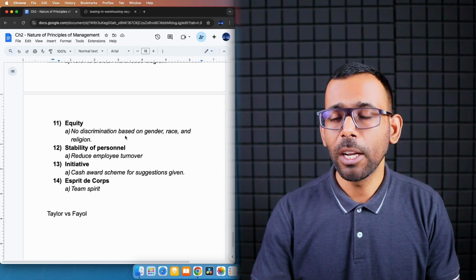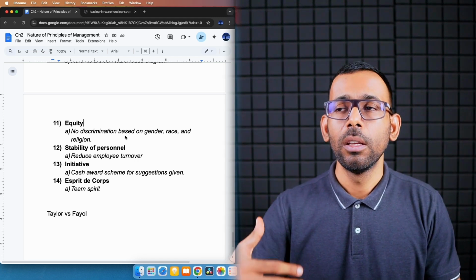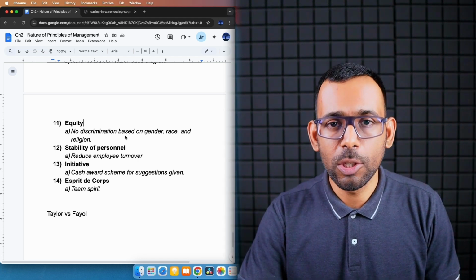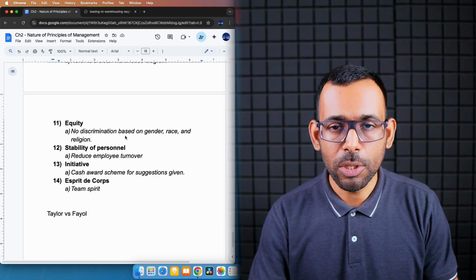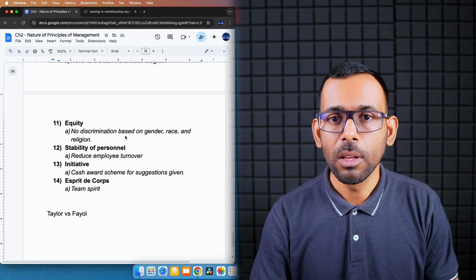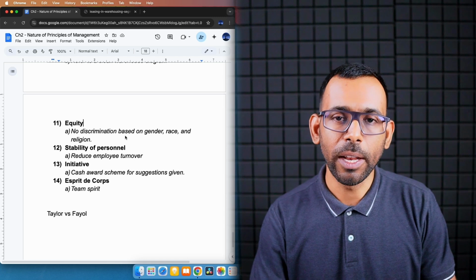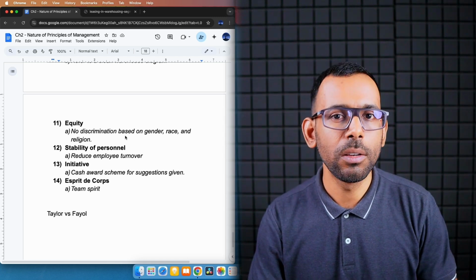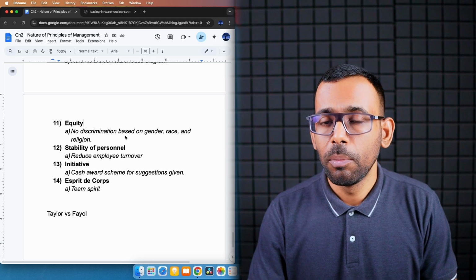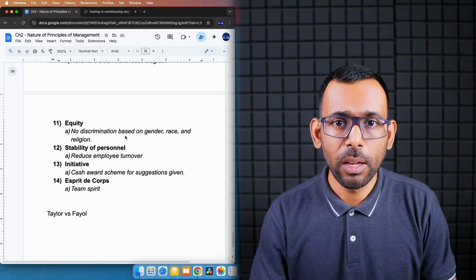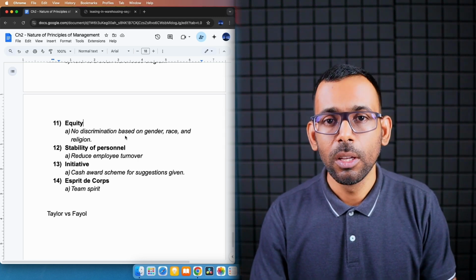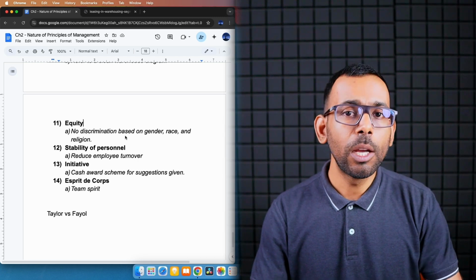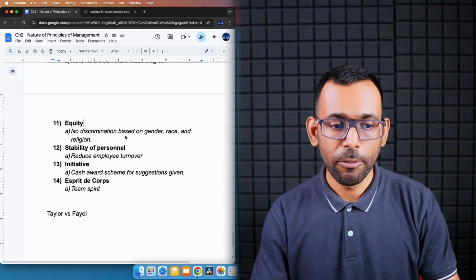So today it might appear very obvious to us that one should not discriminate based on gender or race or language. But imagine these principles were written in the early part of the 19th century. So early 1900s, late 1800s, people were not so matured and people were being discriminated based on their color, religion and everything. So that's the reason why equity is one of the key principles of Fayol.